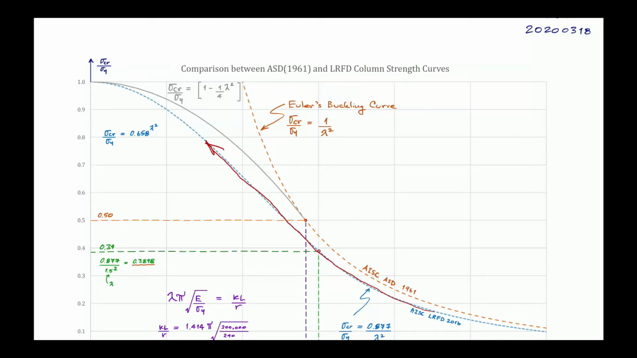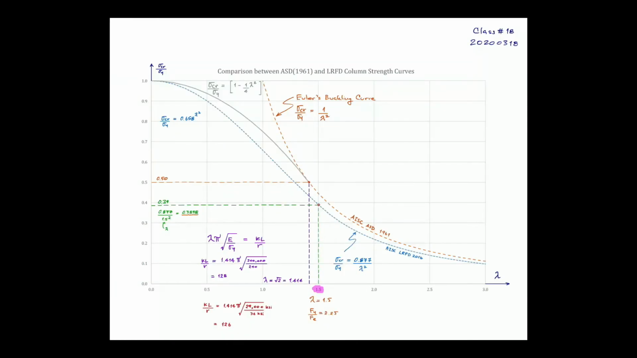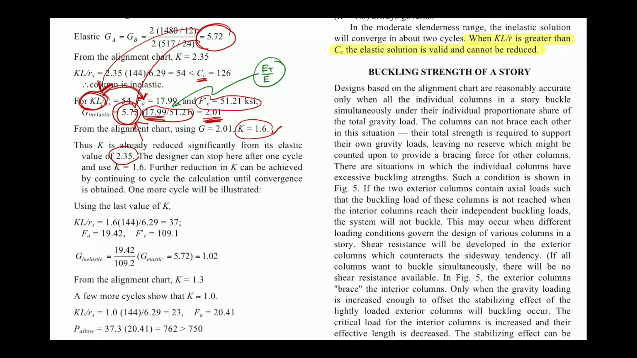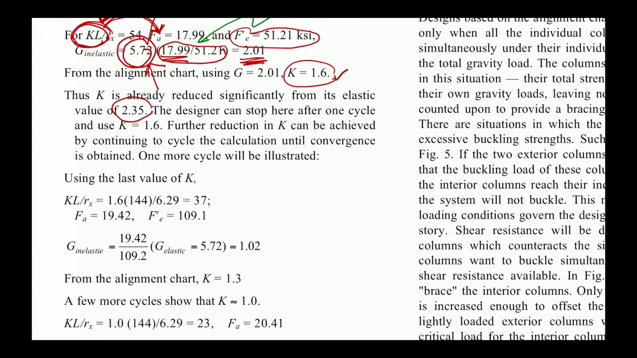The less the lambda is, the greater the ratio between critical stress to the yield. Is that good for you or bad for you? It is actually good, because you have a higher stress for the design. You have more column capacity, right? So let's take a look here.